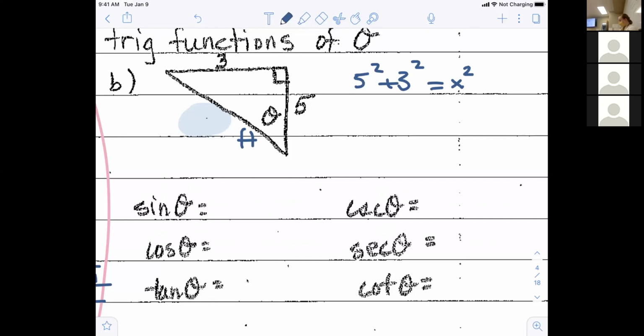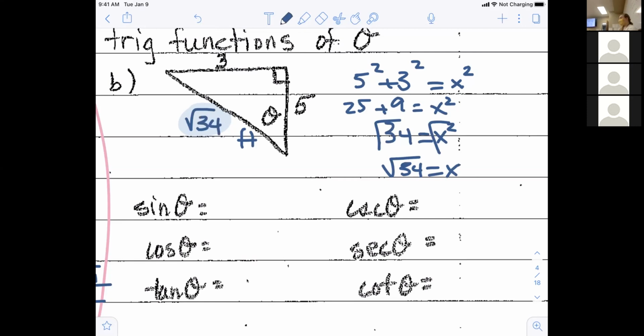So let's start solving. 5 squared is 25, 3 squared is 9. Add them together, I get 34. And then I square root both sides. So radical 34 is equal to x. You will often get an ugly radical that we cannot simplify. It is not a whole number. That is an okay answer, and that happens a lot. So the hypotenuse is root 34.